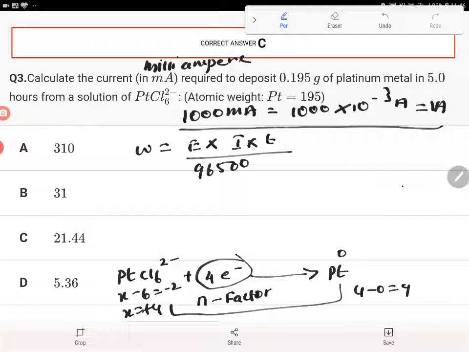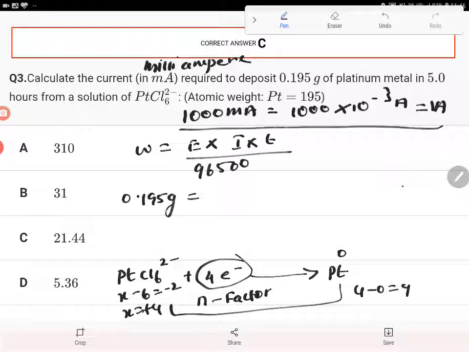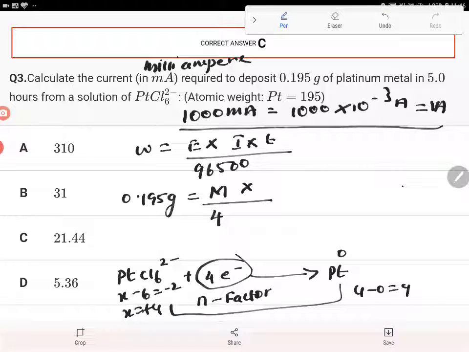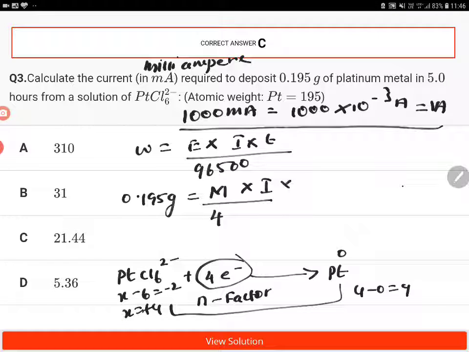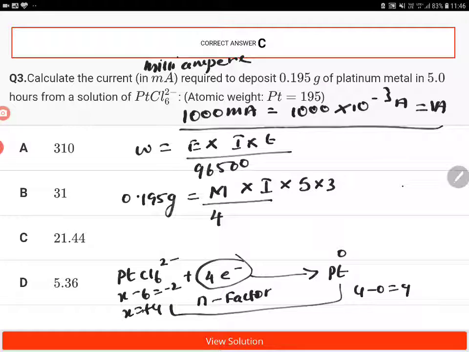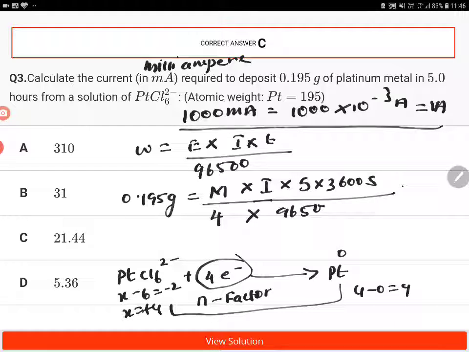So what is the weight? 0.195 grams is equal to equivalent mass, which is molar mass by n factor. What is the n factor? 4, into current. How much is the current? Current is what we have to find out. Okay. Time they have given is 5 hours. So 5 hours means 5 into 3600 seconds. You have to convert hours to seconds, into 96,500.